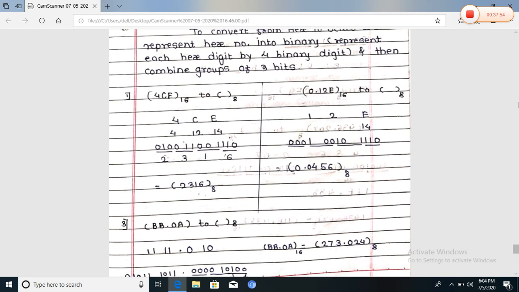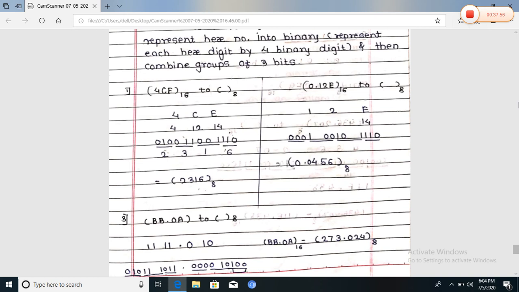Then combine groups of 3 bits. I have to combine starting from here, from LSB to MSB. This is 011, then 100, this is 3. Then 010, this is 2, and that number is 2343.